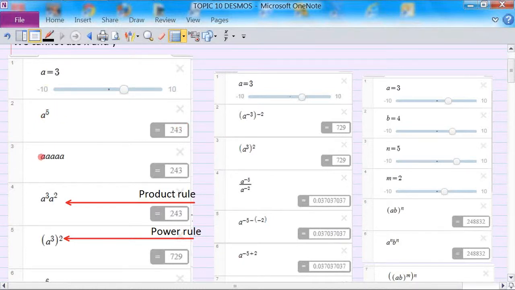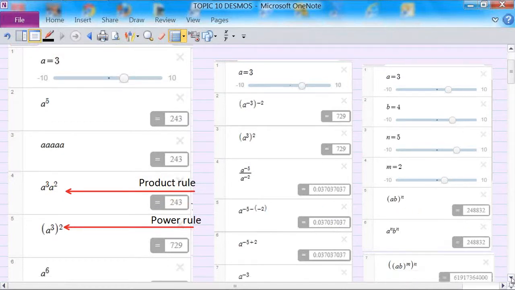We get the same answer by multiplying a by itself 5 times. 1, 2, 3, 4, 5. So we're showing that these two expressions are equivalent. In addition, if you multiply a cubed by a squared, by the product rule, you add the exponents 3 and 2, you get a to the fifth. So you should get 243 because 3 to the power of 5 is 243.